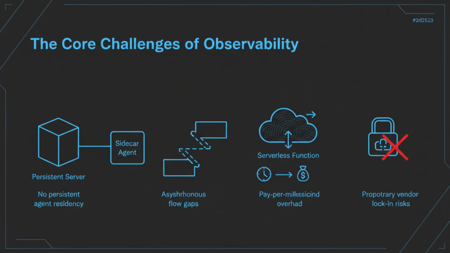First, we have no persistent infrastructure to install agents. Every millisecond spent on tracing is a millisecond you pay for, leading to cost and latency concerns. Second, asynchronous execution is the standard, not the exception. A message might sit in a queue for minutes before being processed, breaking the synchronous flow typical tracing tools expect. Finally, vendor lock-in is a constant threat. If you use cloud-native tools exclusively, migrating becomes an architectural nightmare. We need a strategy that addresses these three pillars: cost, async flows, and portability.